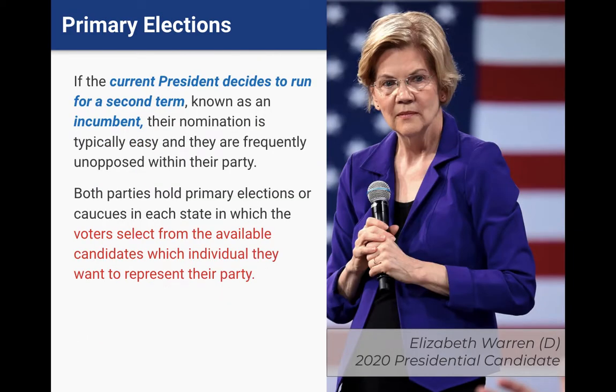So, what are primary elections? All right. If the current president decides to run again, they're going to be known as an incumbent. Again, we kind of covered this when we did congressional elections. It's the same situation here, right? But both parties are going to hold primary elections and caucuses in every single state. Okay? So even in states where a party may have a minority, they're still going to run primary elections because they want to get the most viable candidate, the candidate who is going to get the most votes. Okay? So what happens is they go through and do all these primary elections, and the voters are going to select from the available candidates the individual who they want to represent their party.